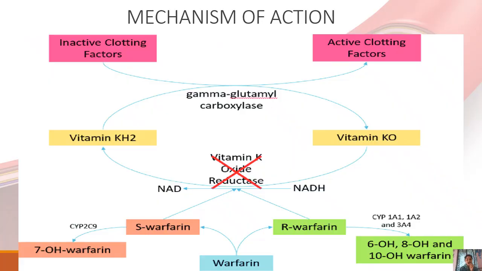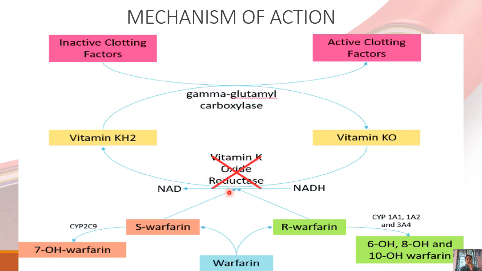Next, coming to the mechanism of action, as I have told you, it has indirect action on the clotting factors. In this picture, you can see that for activation of the clotting factors, gamma glutamyl carboxylase, that is gamma carboxylation, is needed for this transformation. For this activity, vitamin K is also needed. Vitamin K gets converted into vitamin K oxide with the help of gamma glutamyl carboxylase. Then vitamin K oxide gets converted into KH2 with the help of vitamin K oxide reductase.